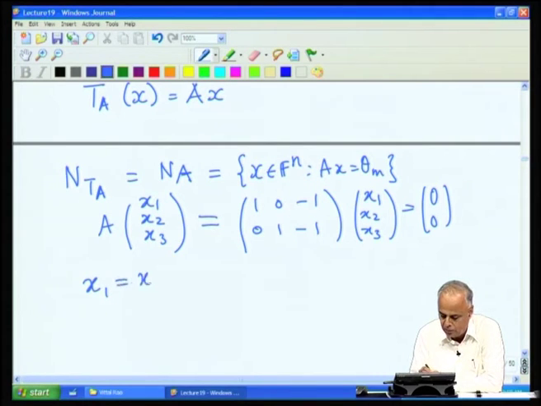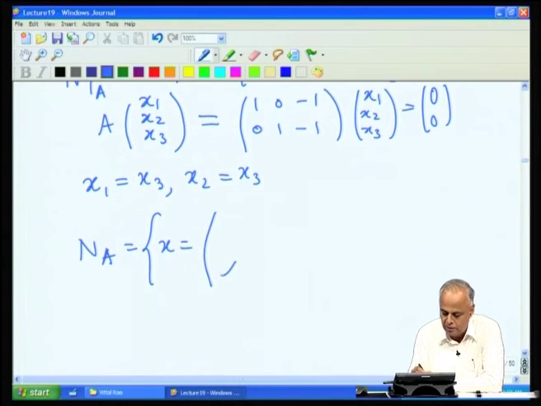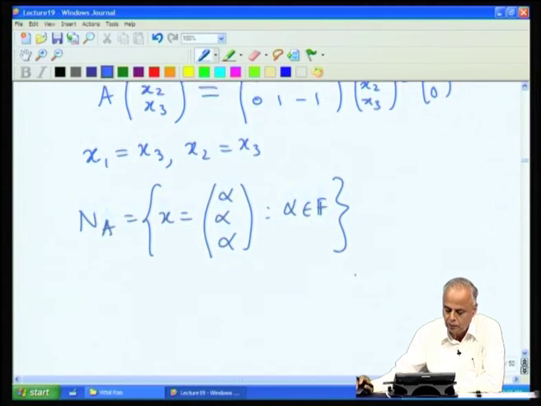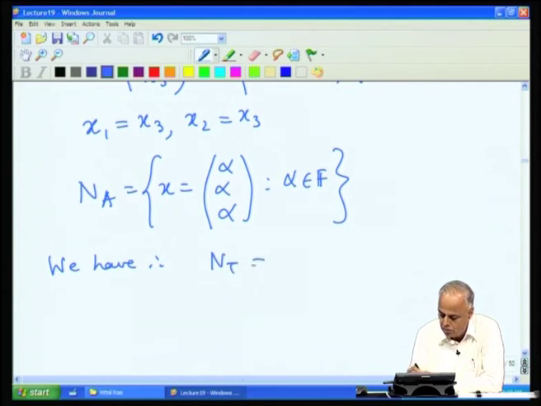We get x1 equal to x3, x2 equal to x3, and therefore, the null space of A consists of all vectors for which x3 can be chosen arbitrarily, the non-pivotal variable. Once you choose the non-pivotal variable, the pivotal variables have to be chosen to be equal to that, and alpha can be chosen arbitrarily. And therefore, N(T) is also equal to this, because N(T) is equal to N(A).